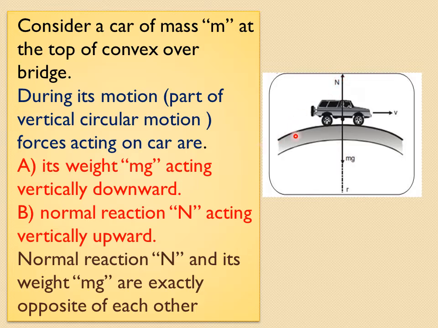So basically two forces are acting on the car. First is its weight mg acting vertically downward, and exactly opposite, vertically upward, is the normal reaction n. So two forces are there, and the direction of velocity is in the forward direction. The normal reaction n and its weight mg are exactly opposite of each other. Let's see the next figure.